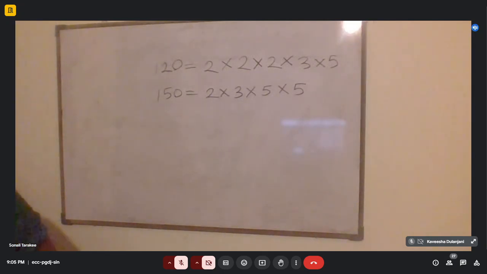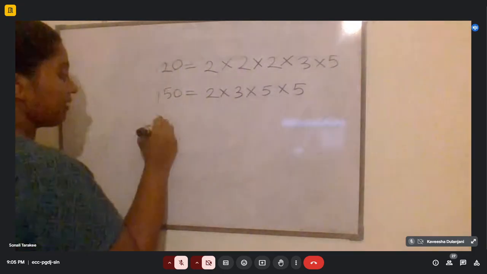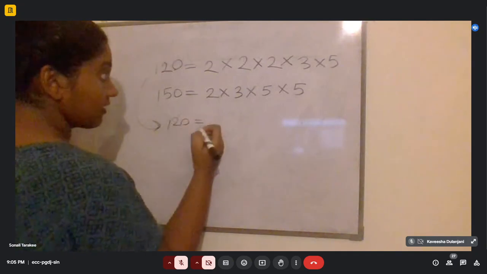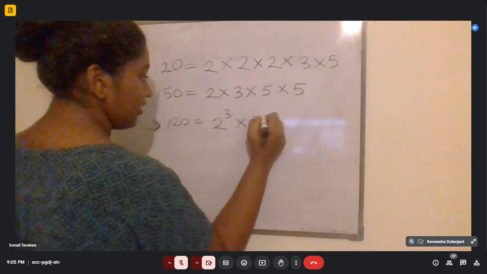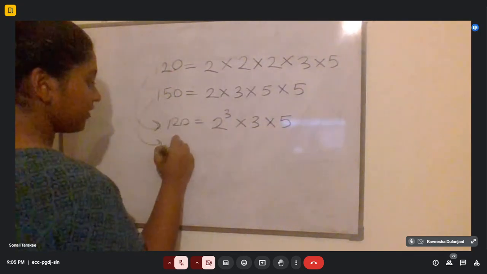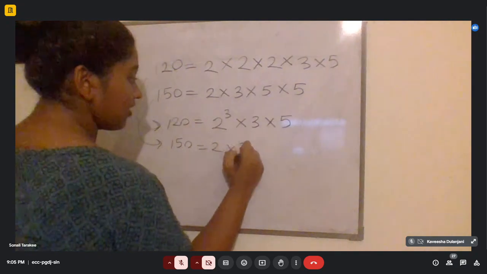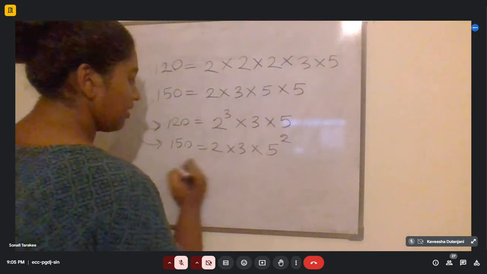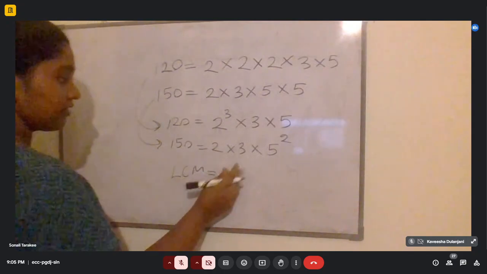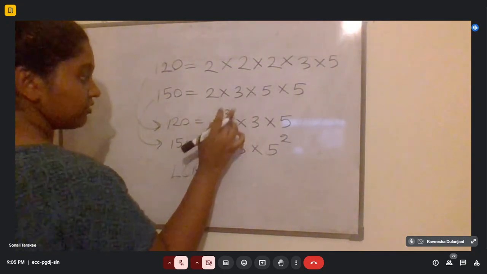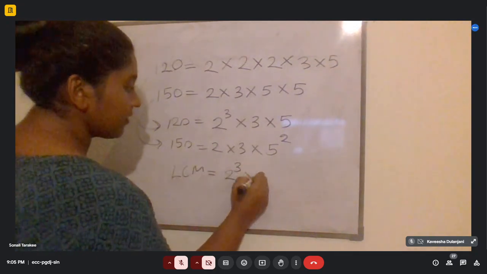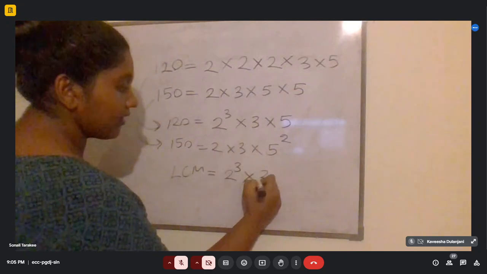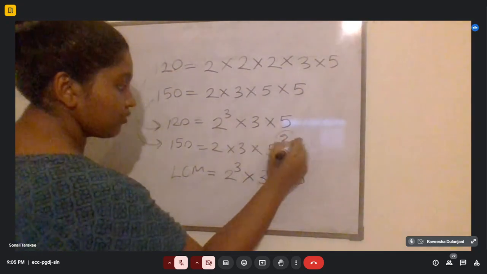Now you have to find the LCM. LCM means you have to write these numbers as a product, as in like 2 to the power 1, 2, 3, 3 into 3 into 5. 150 can be written 2 into 3 into 5 to the power 2. Now LCM means the product of these numbers, but those numbers should have the highest power. So when you get 2, the highest power of 2 is 3. When you get 3, the highest power is 1. When you get 5, the highest power is 2.